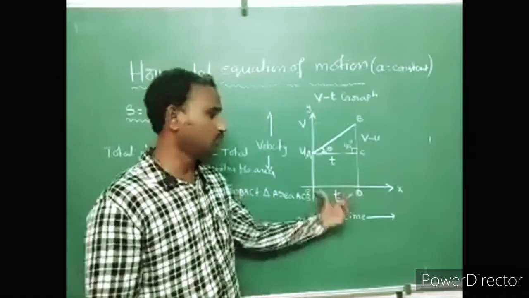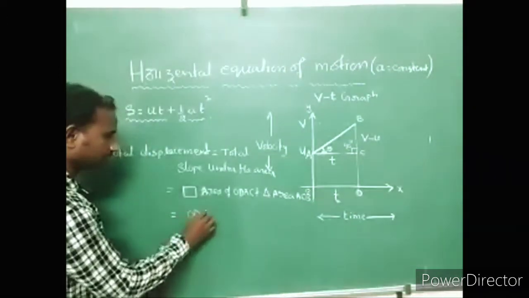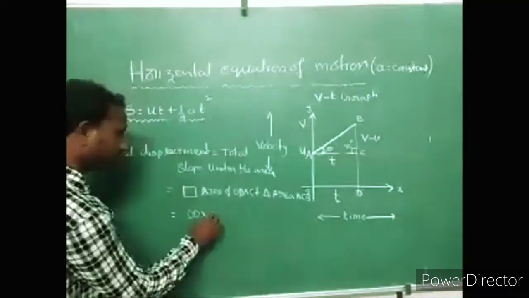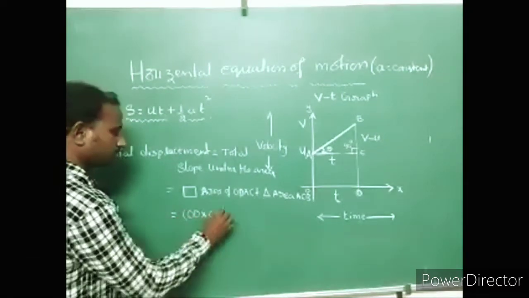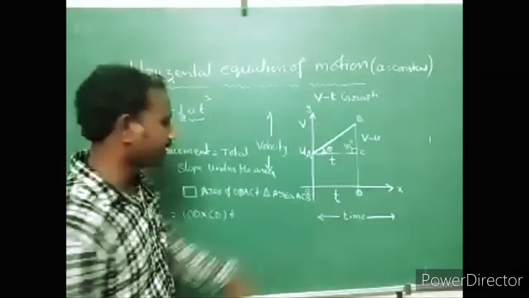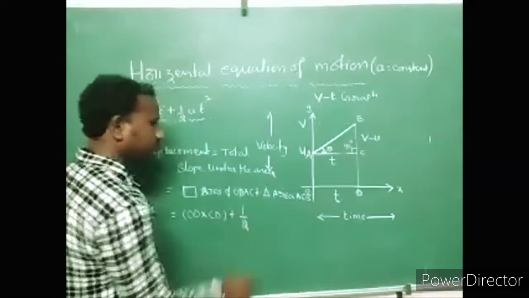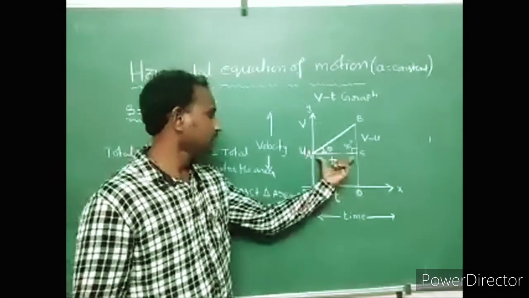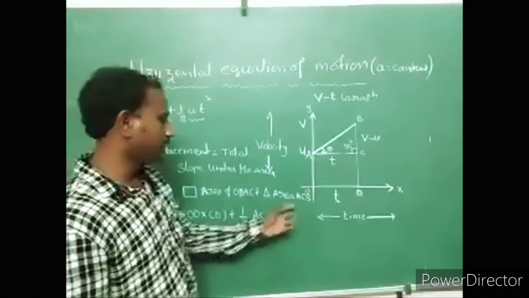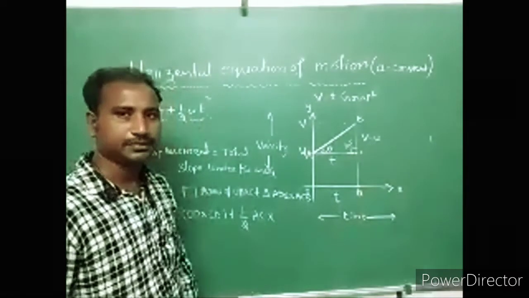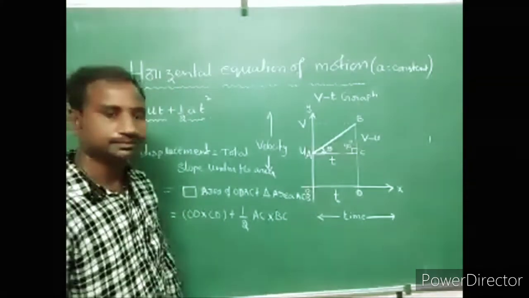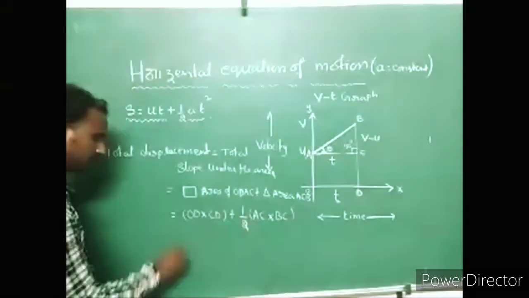Length value we consider OD, into breadth value CD. So OD into CD. Okay, plus next one, the area of the right angle triangle, half into base. Base value represents AC. Yes or no? Next into height. Height represents BC. So now just identify this point: AC into BC.